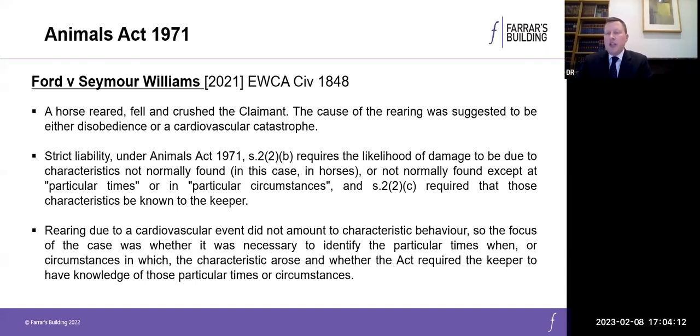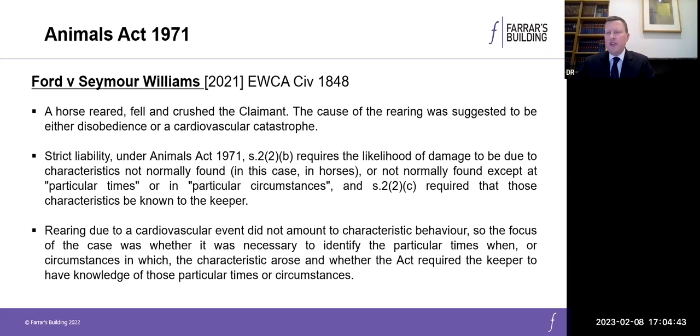The circumstances involved a horse falling and crushing the claimant, and the horse rearing was suggested to be either caused by disobedience or a cardiovascular catastrophe within the horse. I set aside disobedience, which wasn't made out, and thinking about that cardiovascular event in the horse, the Animals Act can perhaps induce some of us, me certainly, to have to wrap a cold towel around my head sometimes.